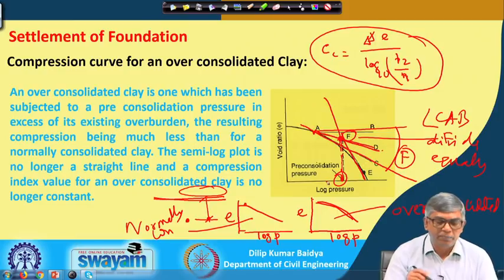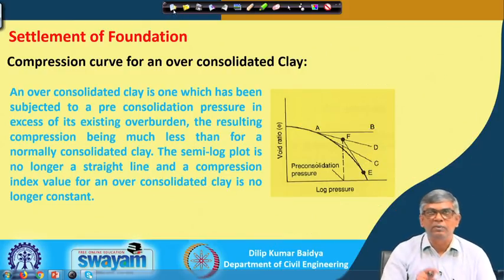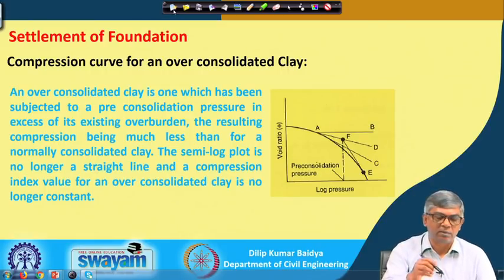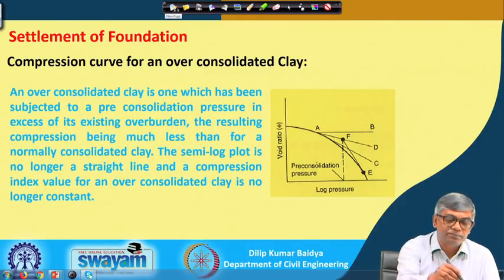Okay. So, normally consolidated means the soil for which the present overburden pressure is the maximum overburden pressure, or the soil layer has not been subjected to a higher pressure than the present overburden pressure. What is over consolidation? The soil layer which has been subjected to a higher pressure than the present overburden pressure, and in that case your e-log-p curve will not be a straight line, and if it is so, then you need to find out the pre consolidation pressure. What is the method? That method is the Casagrande method, and how to find it, I have just explained, I will not repeat again.